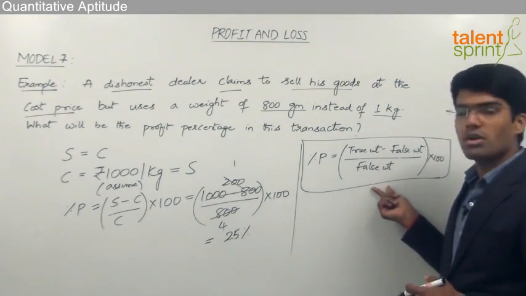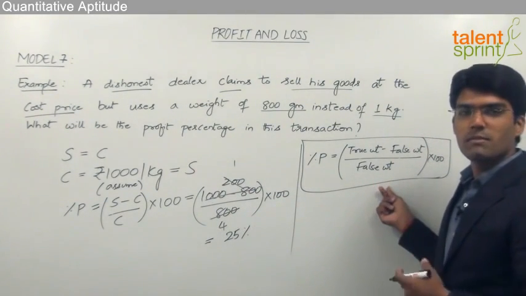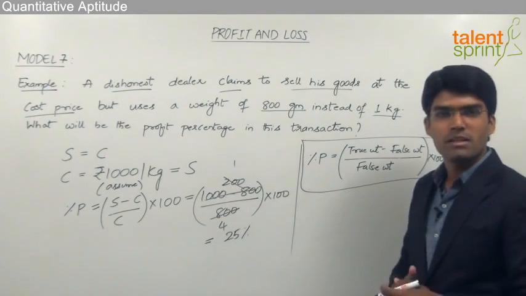So either we can use the shortcut formula, that is (true weight minus false weight) by false weight into 100, or solve the question by the concept as given here.